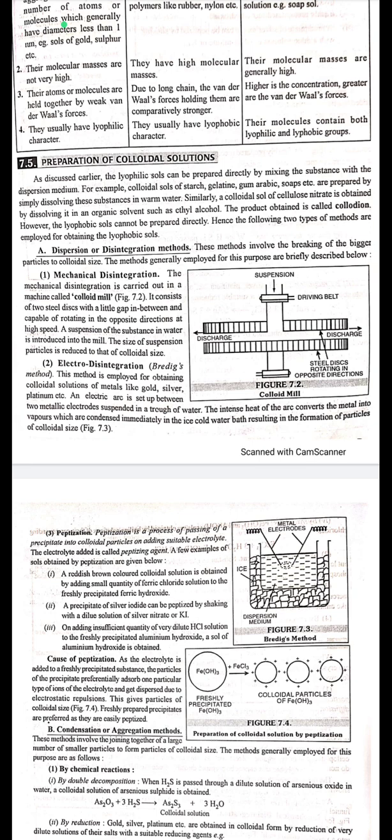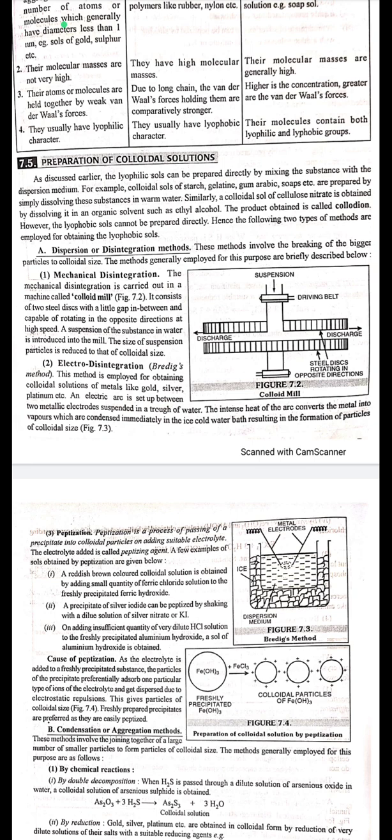However, lyophobic sols cannot be prepared directly, hence the following two types of methods are employed for obtaining lyophobic sols. A. Dispersion or disintegration methods. These methods involve the breaking of bigger particles to colloidal size. The methods generally employed for this purpose are briefly described below.